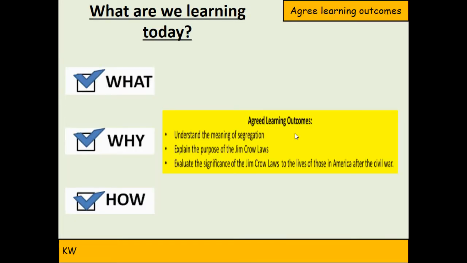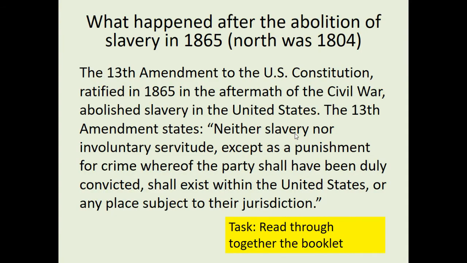So today we're going to understand the meaning of segregation, explain the purpose of the Jim Crow laws, and evaluate the significance of the Jim Crow laws to those people who lived in America after the Civil War. So, what happened after the abolition of slavery? The abolition of slavery means abolishing slavery, so getting rid of it, so making it illegal.